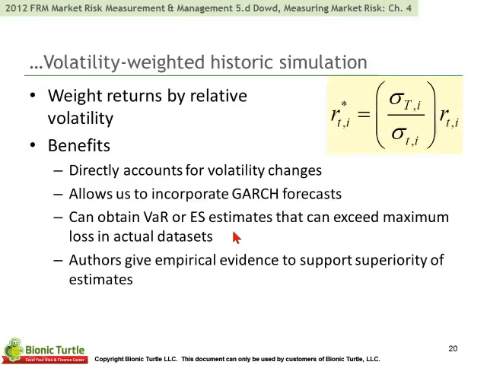In volatility weighting historical simulation, we weight the returns by relative volatility. So we have a ratio here of volatilities. It just serves as a weighting function on the return. This directly accounts for volatility changes, allows us to incorporate GARCH forecasts, and can obtain VAR or expected shortfall estimates that can exceed the maximum loss in the actual data set. We can see this can actually act as a multiplier, levering up the return above 1, so we can actually get VAR estimates exceeding the actual loss. That's sort of interesting. The authors give empirical evidence to support the superiority of the volatility-weighted historical simulation.